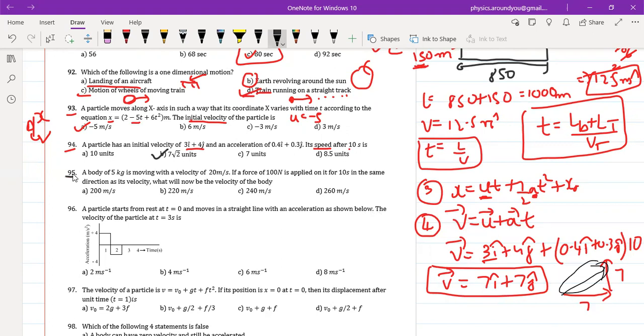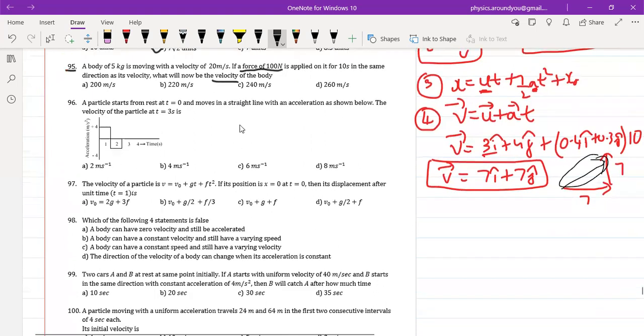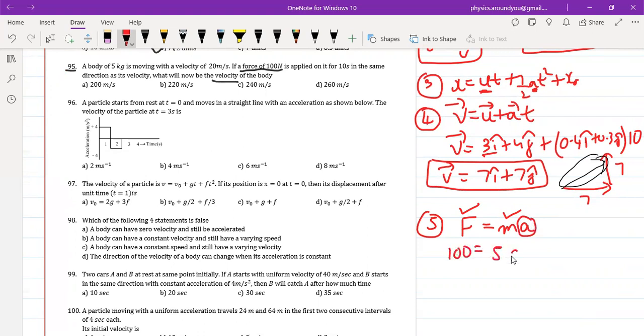Now, question number 95. 95 is currently out of syllabus because they are linking force of 100 newtons with velocity. So how can I get force with velocity? We can just extend our brains a little bit. We can say F is equal to ma, but with a twist. The twist is mass has been given as 5, force is given as 100, and acceleration is what we have to find out. So force is given as 100, mass is given as 5, so acceleration will be 20 meter per second square.